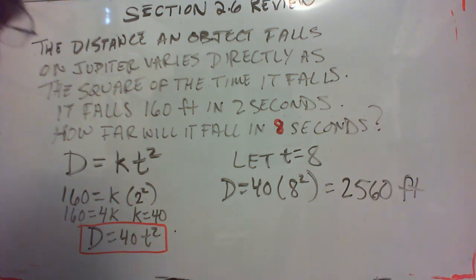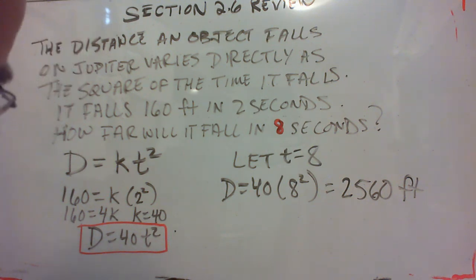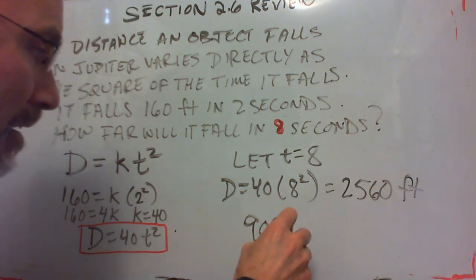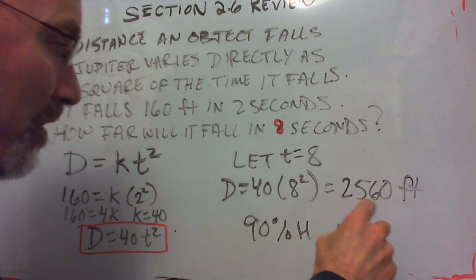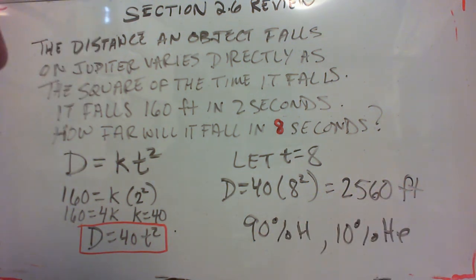Now, here's the interesting thing about Jupiter. It's a planet made of gas. It's 90% hydrogen, 10% helium. So there is nothing you're going to fall on. If you fall on the planet Jupiter, you're going to keep falling till you hit this core that's solid hydrogen because there's so much pressure.